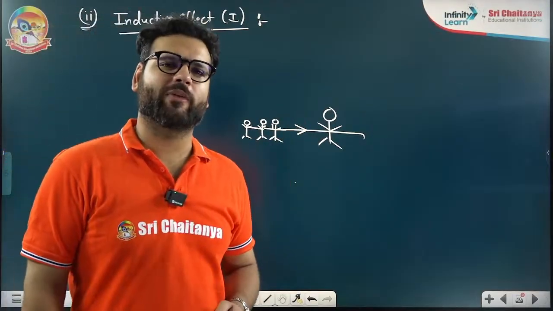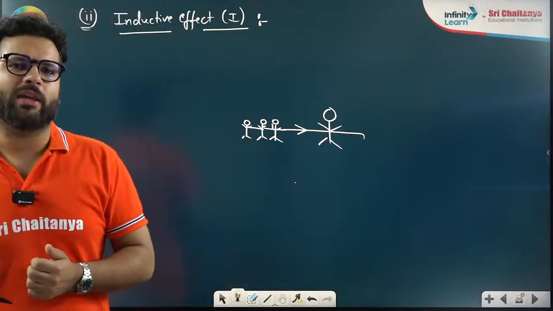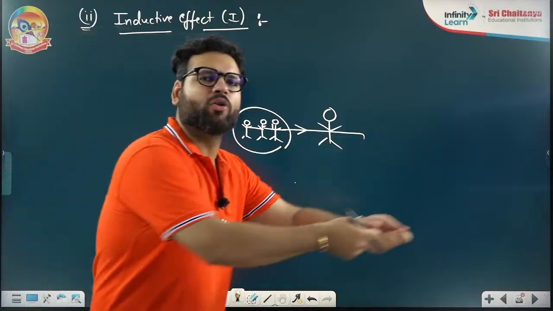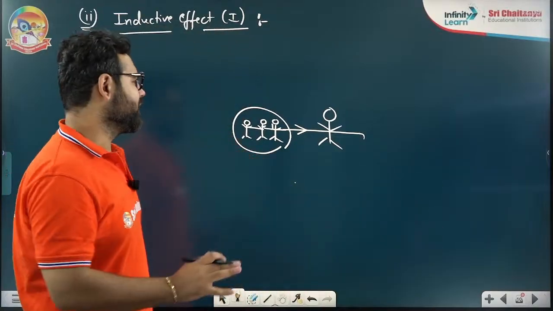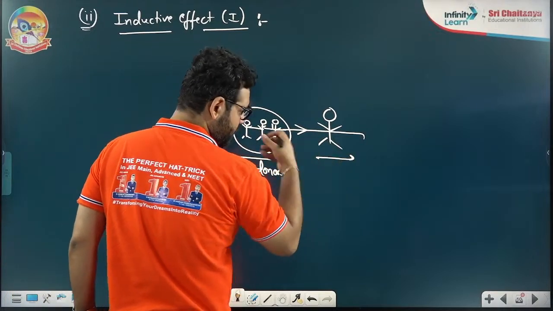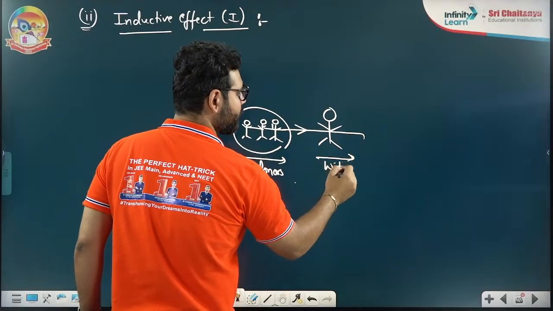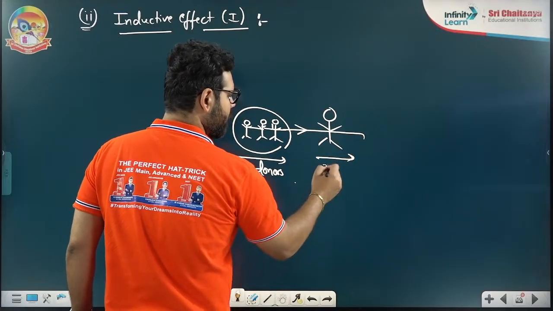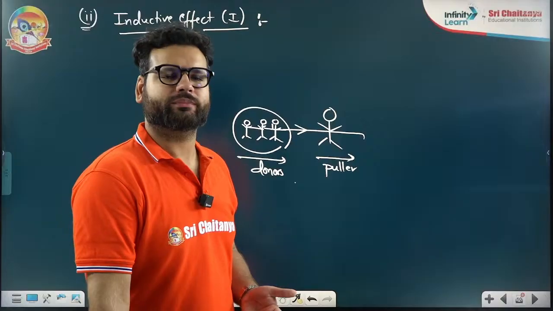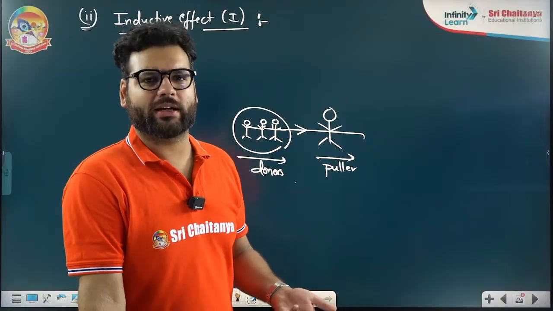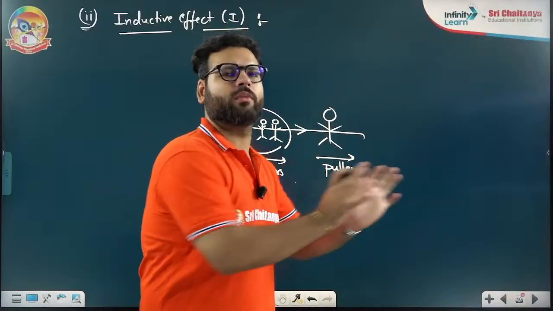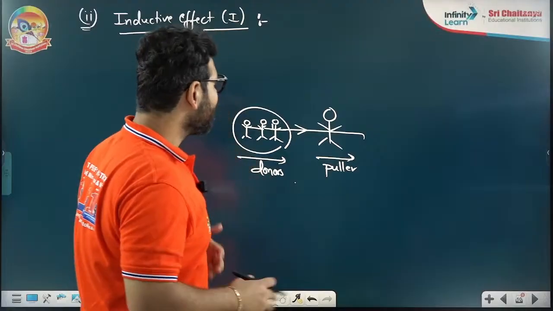So when I pull this rope, what will happen? Rope will start coming towards me because I'm stronger. And all these people will feel that they are giving the rope to me. So they will become the rope donors. I will become the rope withdrawer or puller. This push and pull is called inductive effect. Whenever I will pull, in other terms, you are pushing. Who will feel the maximum force?